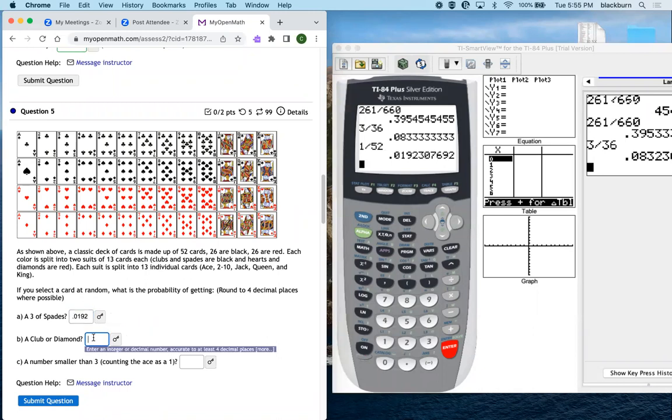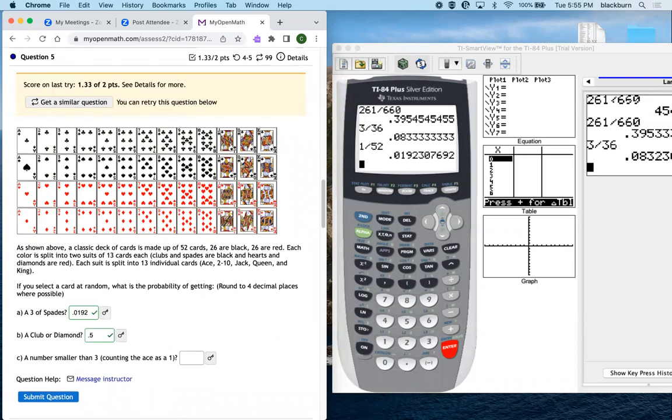A club or a diamond. Well, what's the probability you get a club or a diamond? There's 26 clubs or diamonds out of 52 cards. So if they want me to round to the nearest 4 decimals, I think we could just put 0.5.